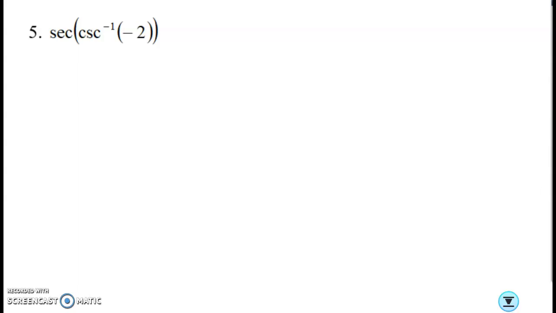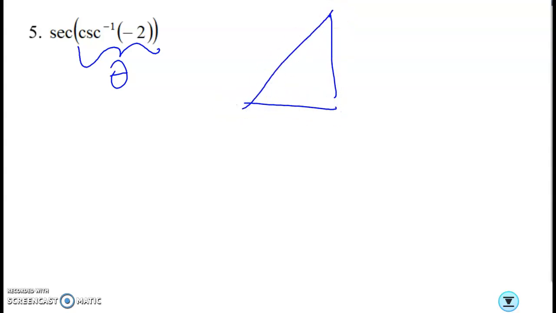And you see that you're asked to take the secant of the inverse cosine. Anytime we have an inverse, we're looking for an angle, theta. So you should be thinking, okay, where is cosecant equal to -2? Well, even if you don't know, you could draw a triangle. And cosecant actually would be negative in the fourth quadrant. So let's draw a fourth quadrant triangle.